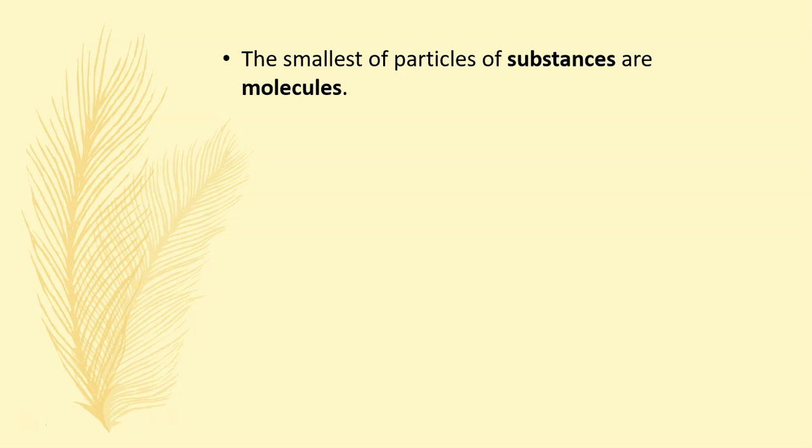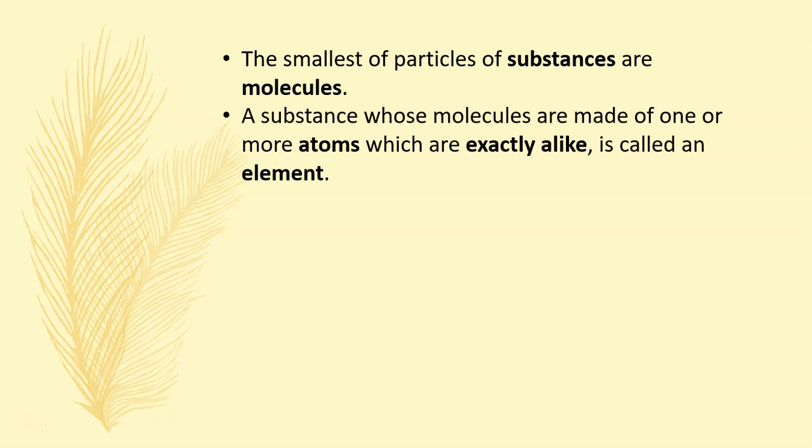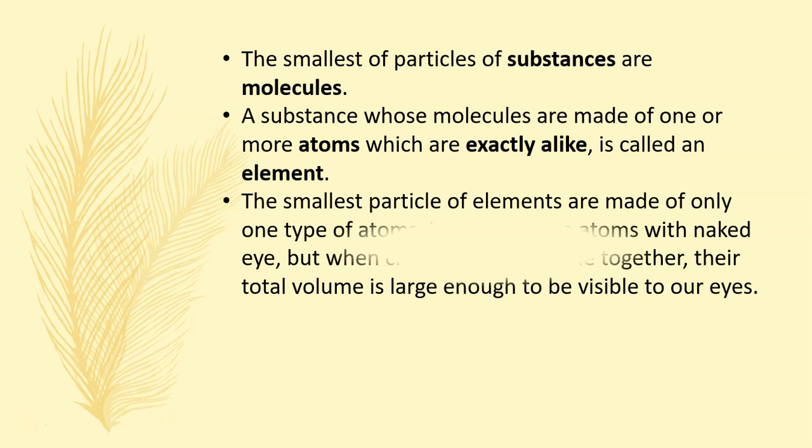So once again we'll continue. I'll repeat, a substance whose molecules are made of one or more atoms which are exactly alike is called an element. The smallest particles of elements are made of only one type of atom. Now we cannot see atoms with the naked eye, but when crores of atoms come together, their total volume is large enough to be visible to our eyes.